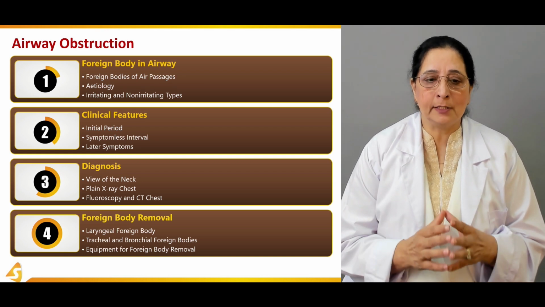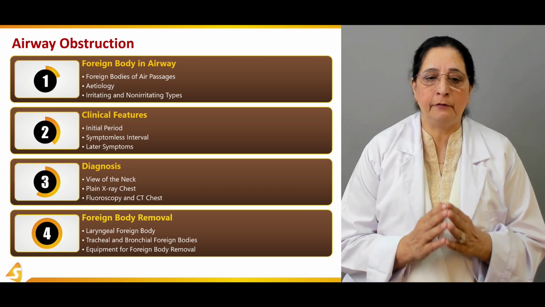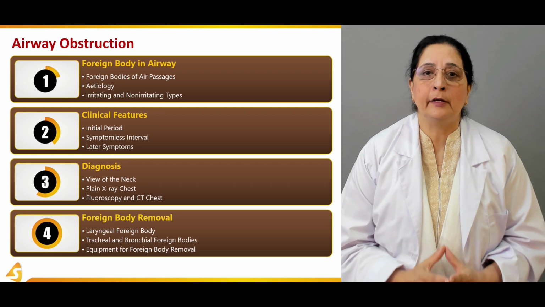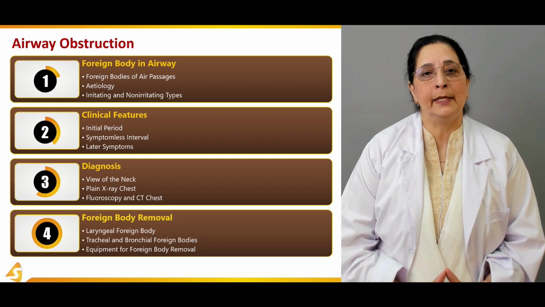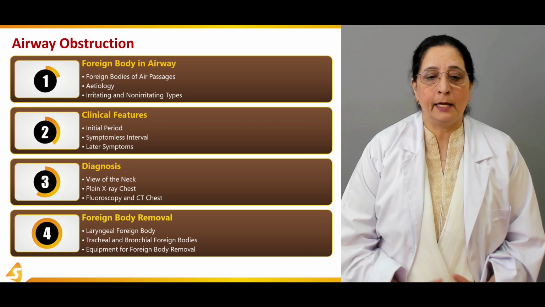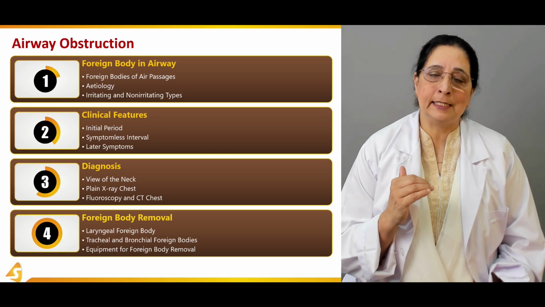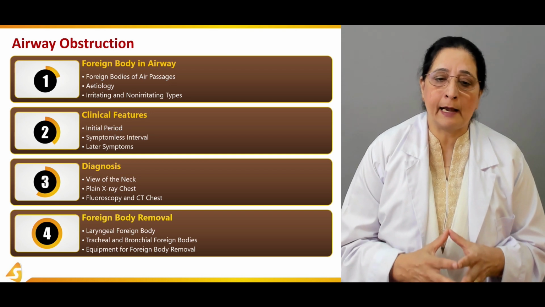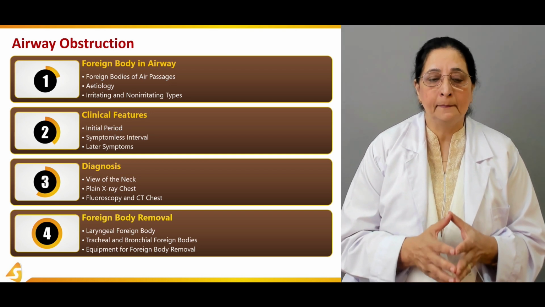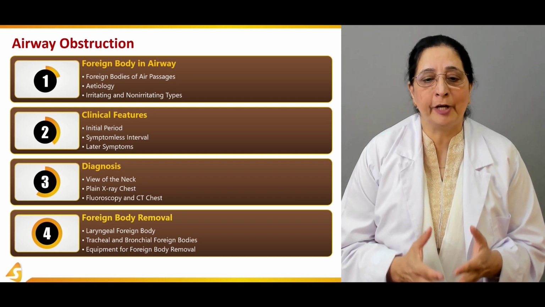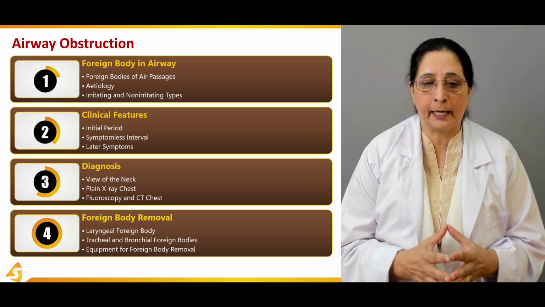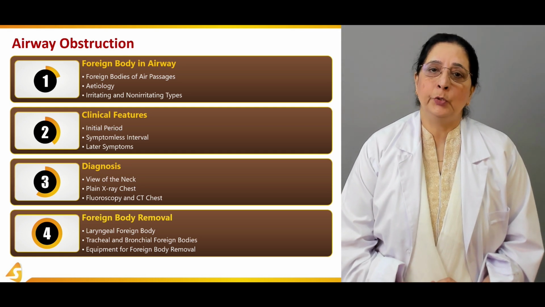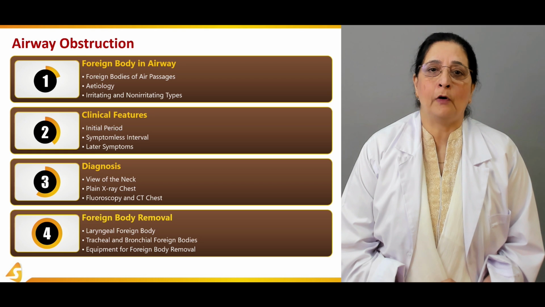Then in the fourth stage or fourth section, we will talk about the procedures for the removal of the foreign body from the airway passage, depending on the location of the foreign body, if it is located in the larynx, laryngeal foreign body, if it is located in the trachea and bronchi, or what are the different equipments we can use for the removal of the foreign body.